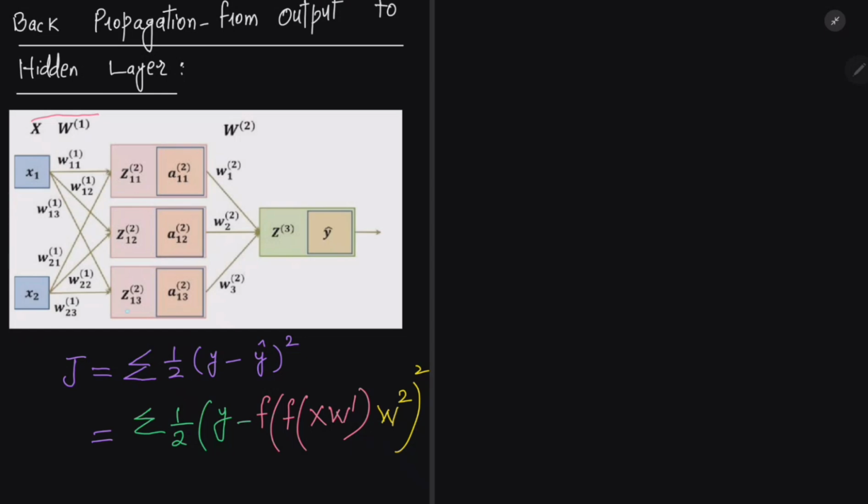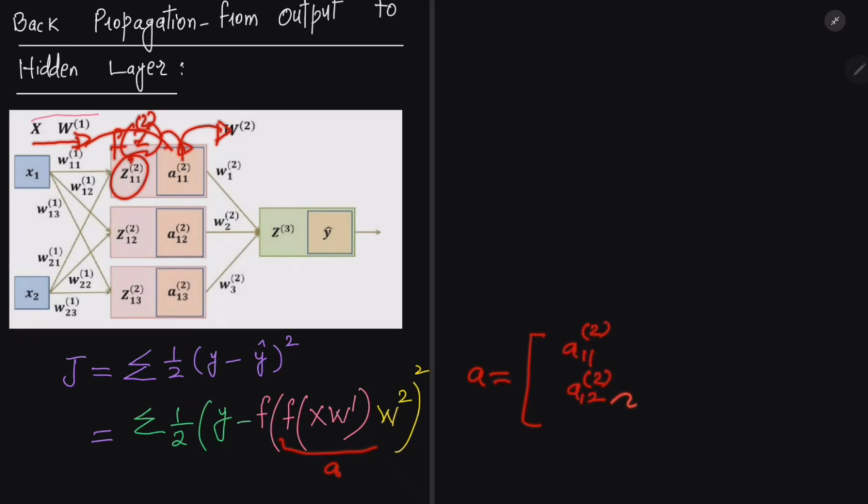Maybe I can repeat here again. xw1 gives you z1, then you apply the activation function on z2, you get this value. Then you multiply that value with the W2. You may call that A, and we will call this value A in the future. And A will contain A211, A212, A213, linear algebra.